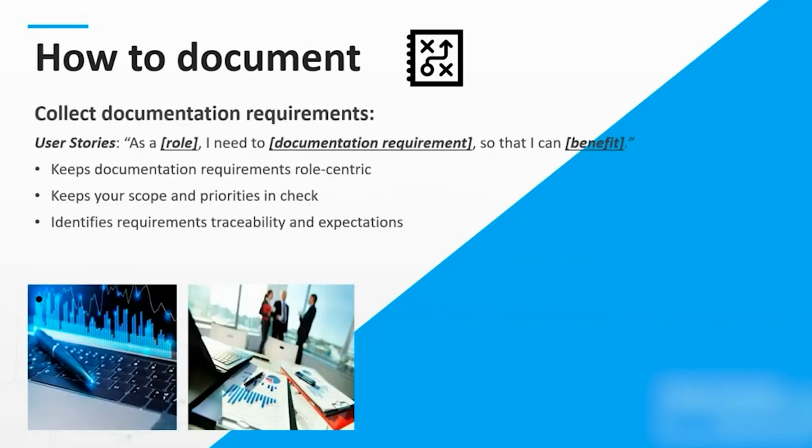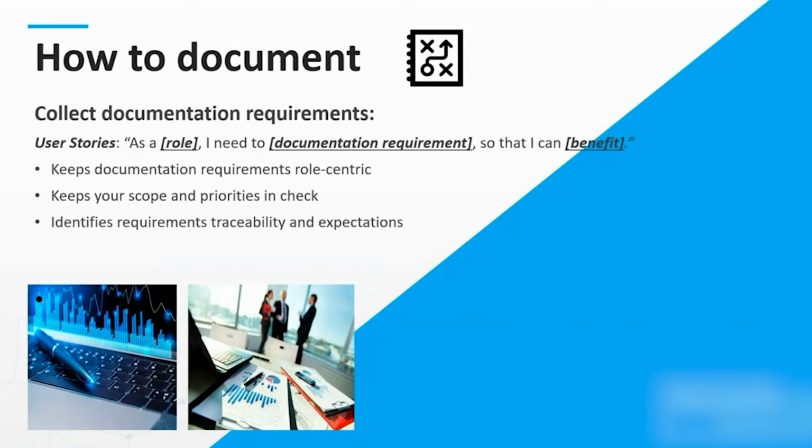All right. And so, having analyzed all that, I personally like to use the user story model. So, as a role, I need to document a particular documentation requirement coming in, so that I can benefit. There are three reasons for that, right? It keeps your documentation requirements role-centric. There's not somebody who can walk into your project and say, it would be nice to have this.